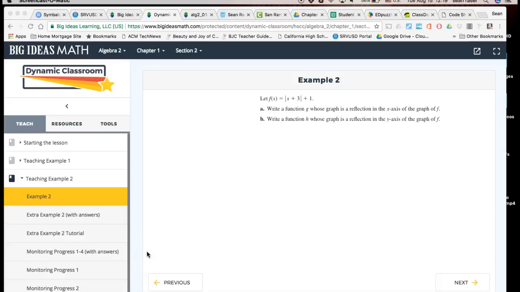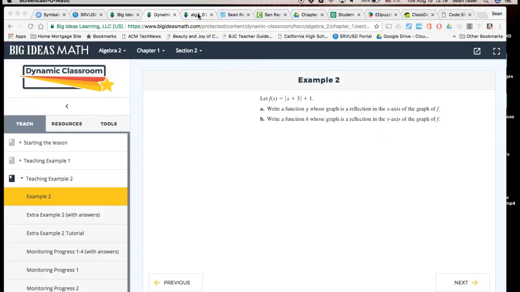All right, here's the second example in section 2. Now, this one should go a little faster now that you know what changing the input means versus changing the entire function. So here you're going to make some transformations that are reflections in both the x and y axis.